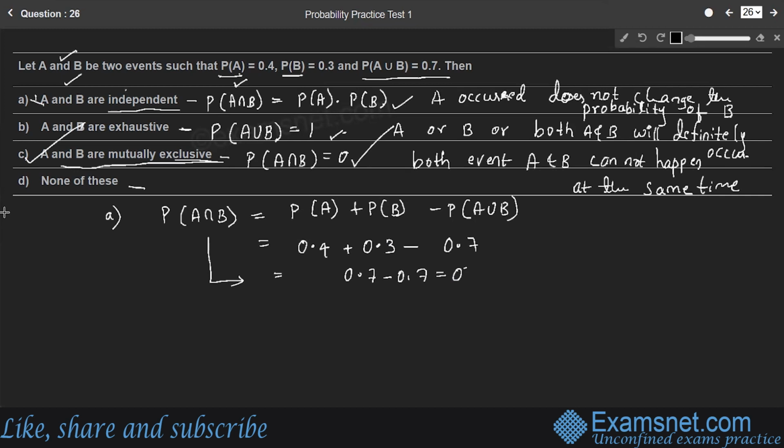So the events are not independent, and option A is not the answer. They are not exhaustive either. No need to compute the probability of A union B because the value is already given as 0.7, which is not equal to 1. Therefore, A and B are not exhaustive. So events A and B are mutually exclusive because the probability of A intersection B is equal to 0. Hence, option C is the right answer.